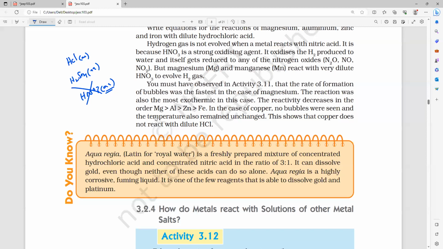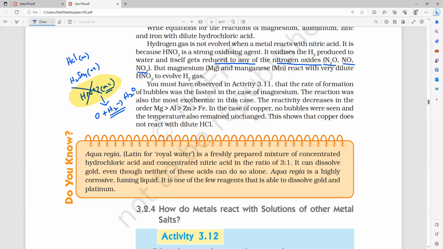But what is happening? HNO3 is a strong oxidizing agent. So instead of releasing hydrogen gas, it will produce nascent oxygen. This nascent oxygen reacts with the hydrogen and forms what, guys? Instead of hydrogen gas, water. Understood? Also, it itself gets reduced to what? Nitrogen oxides: N2O, NO or NO2.